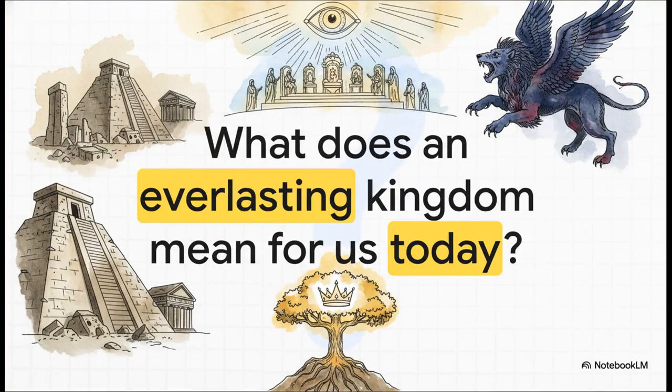Well, we've definitely covered a lot of ground today, from bilingual literary structures to mutant beasts and the highest courts of heaven. So I want to leave you with this final thought as we wrap up this explainer. If an ancient text can so precisely map out the chaotic rise and fall of earthly empires, what does its ultimate promise of a divine everlasting kingdom mean for you today? It's a profound reminder of a sovereignty that outlasts every single human power.